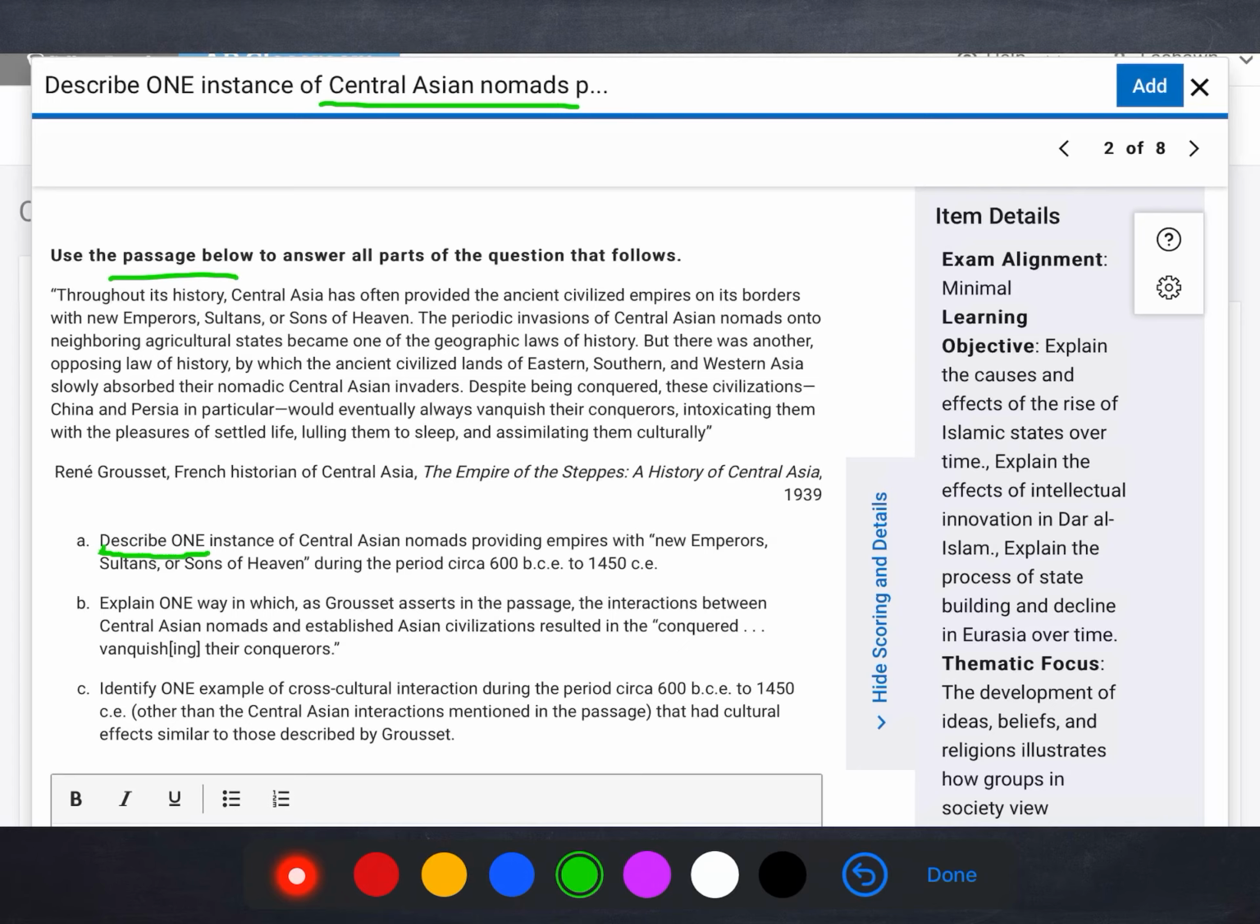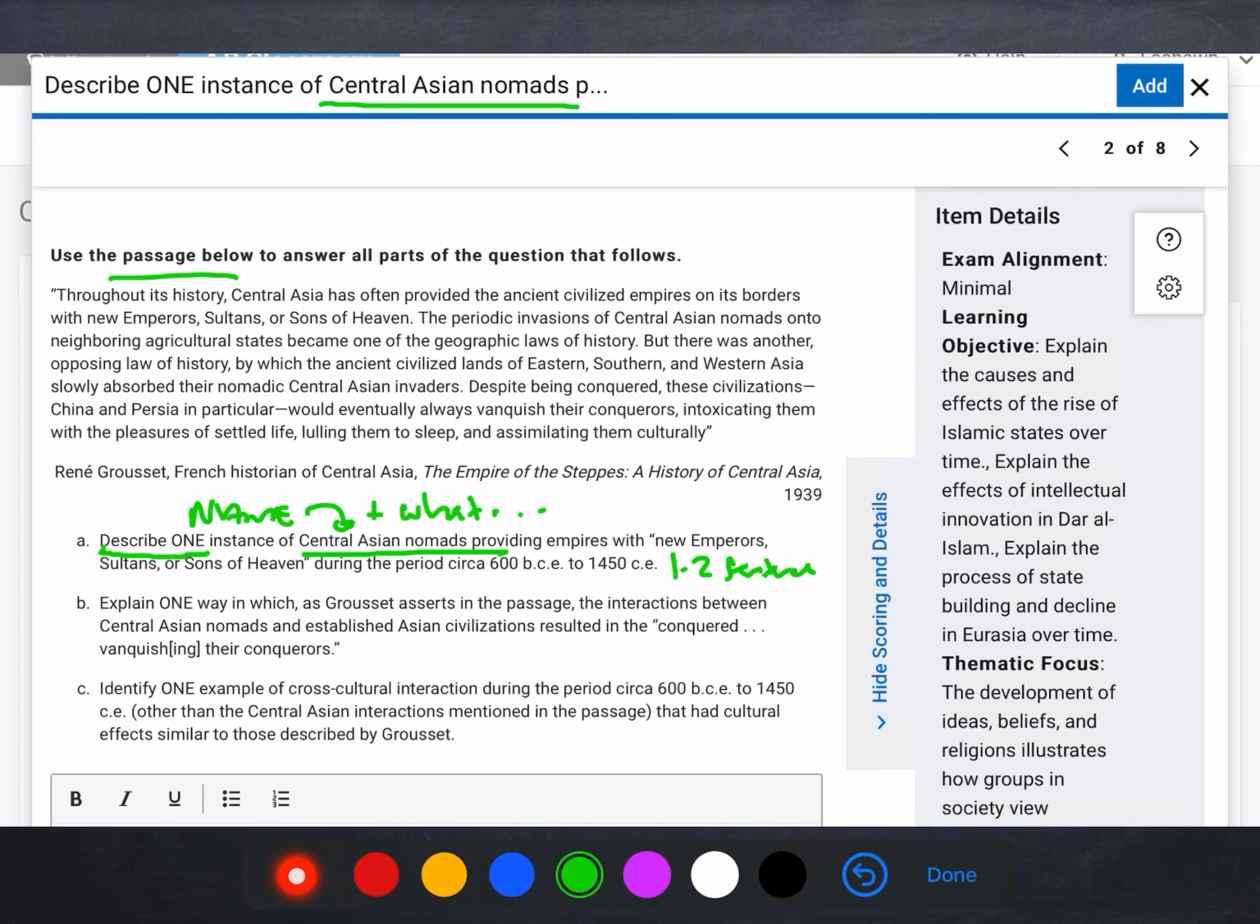Describing, this one's a little bit tricky. We only talked about identifying and explaining questions. This describing question means that it's going to be an identify question plus a little bit of contextualization. You're just adding a little bit more depth to your answer, but it's still just going to be one to two sentences, being specific. That means that you have to name the Central Asian nomad group and what did they do. So what new emperor, sultan, or son of heaven came about.